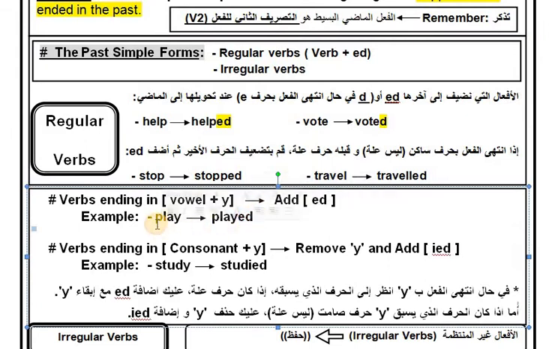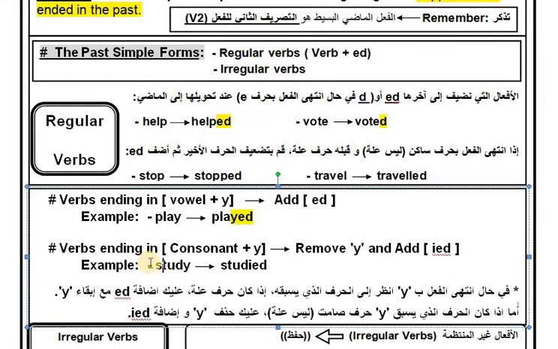For example, look at the verb play. This verb ending in y. انتهى الفعل play بالواي. بهاي الحالة you need to look at the previous letter. انظر للحرف اللي قبله. A. Ask yourself. اسأل نفسك هل ال A هي vowel؟ إذا راح أخلي ال Y then we add ed. Okay?